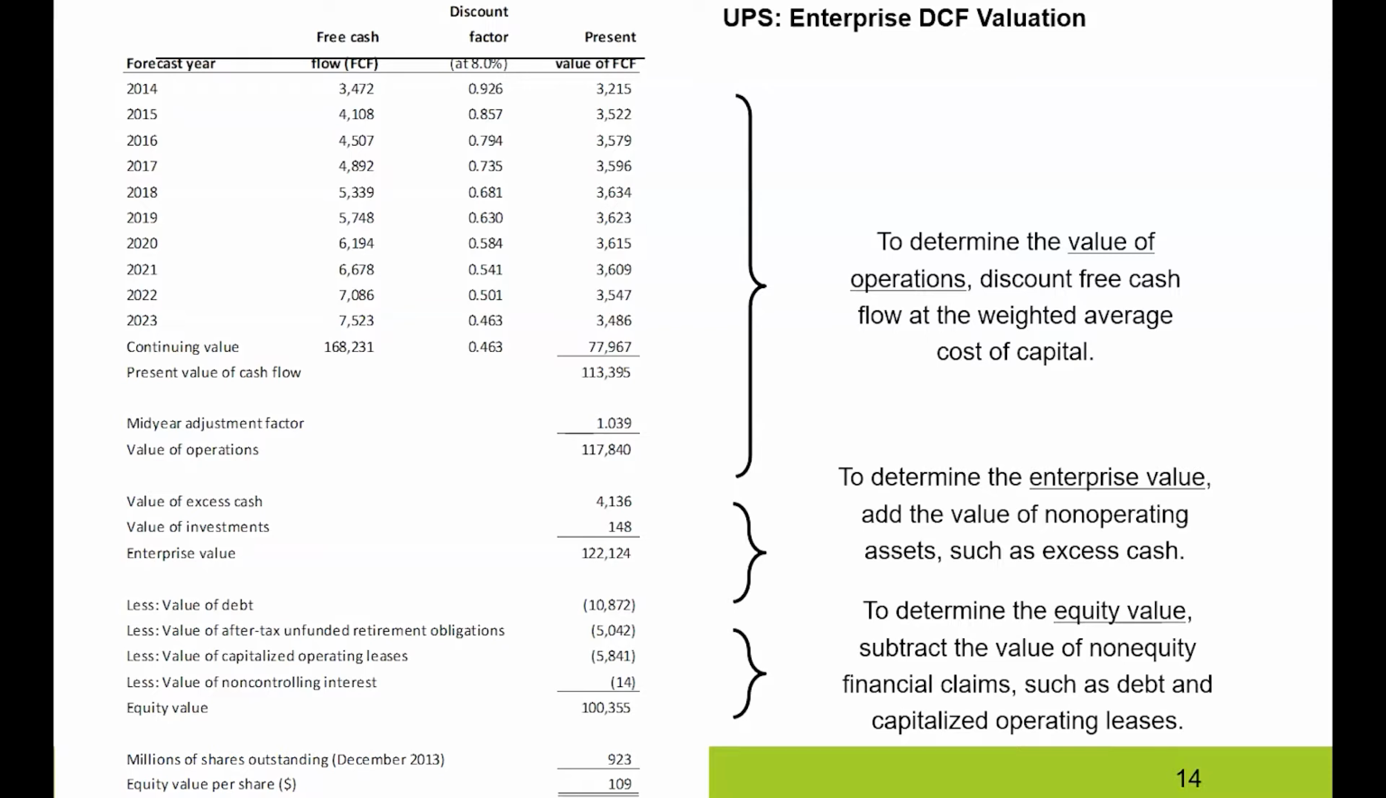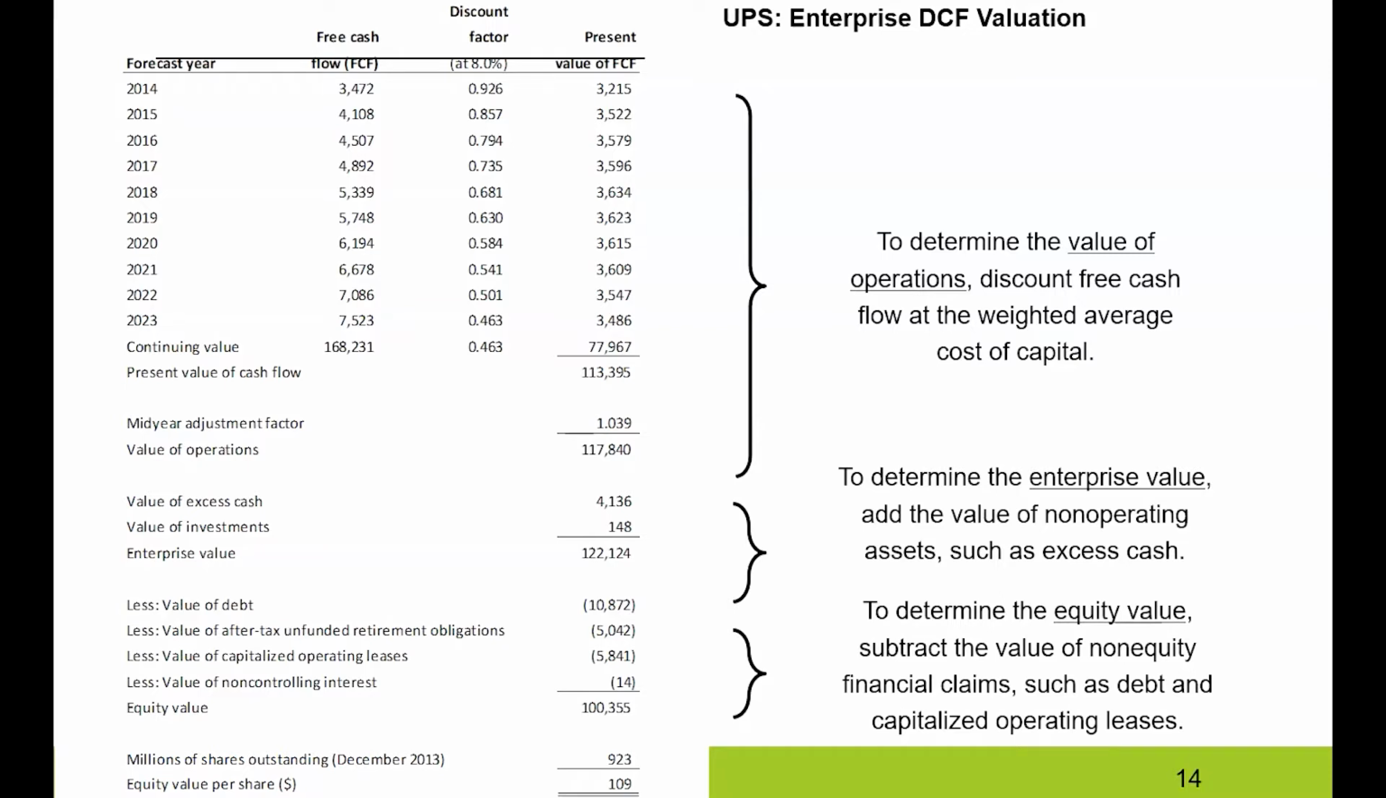Okay, so we added them up. That's the value of the firm's operations. We add the value of any non-operating assets to get what we call enterprise value, which is the total value of the firm, or the total value of the enterprise. Right? This is our goal number. This is the result of the DCF model.